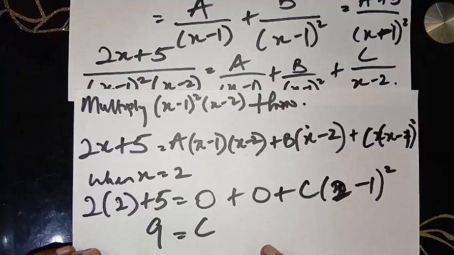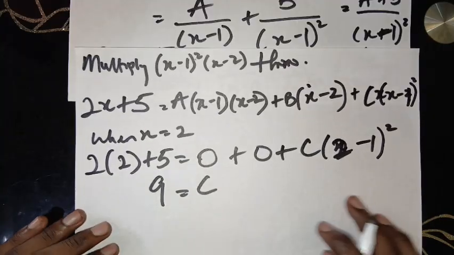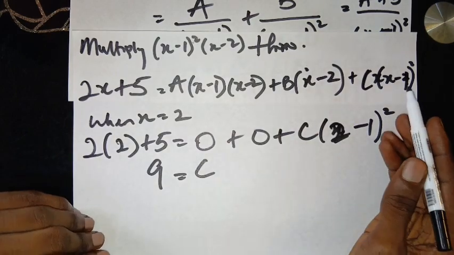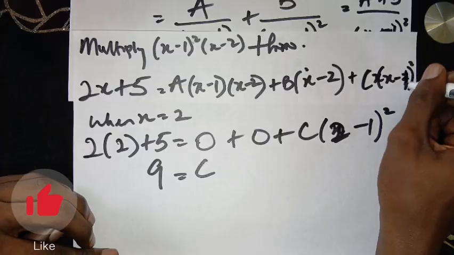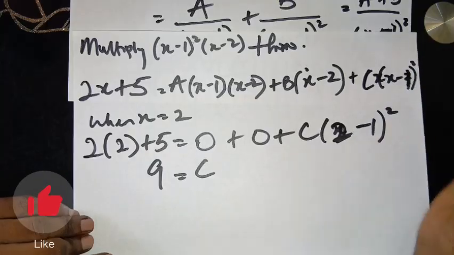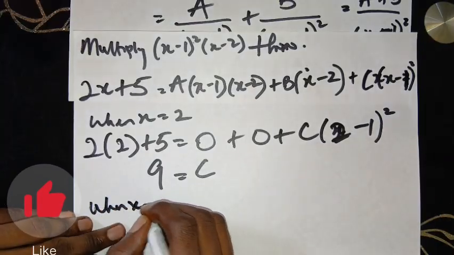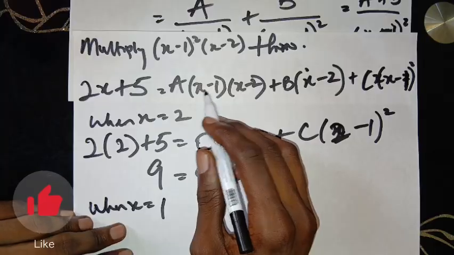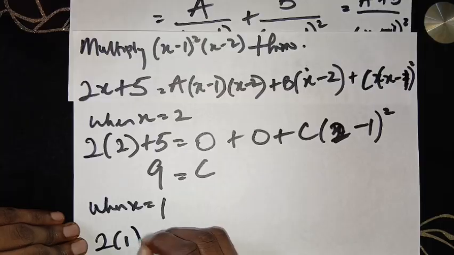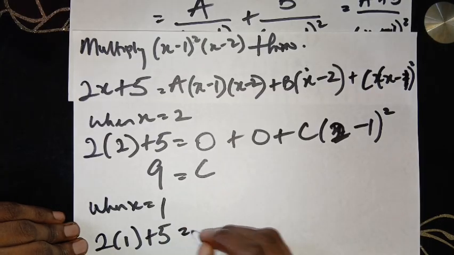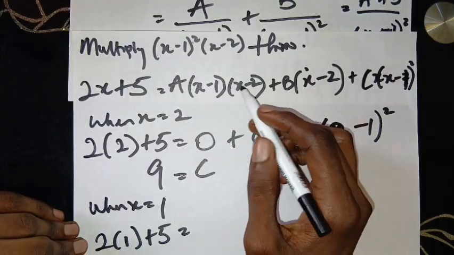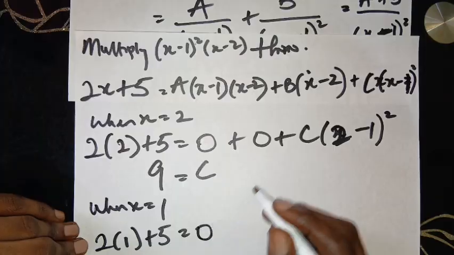Then to find our second term now, we make c 0. When we make c 0, we just make x equal to 1, because then this also turns to 1 and the term is eliminated. So when x equals 1, you have 2 times 1 plus 5 equals, this is 1 minus 1, which gives us 0. Multiply this, it gives us 0.